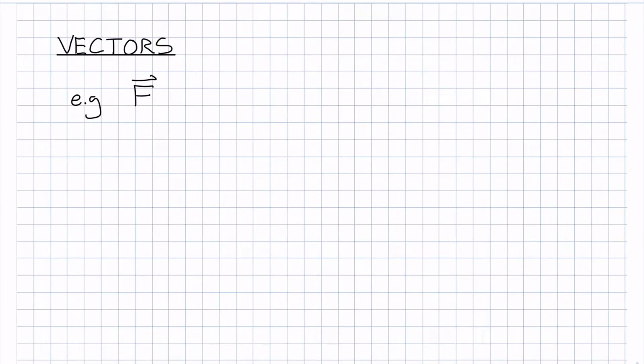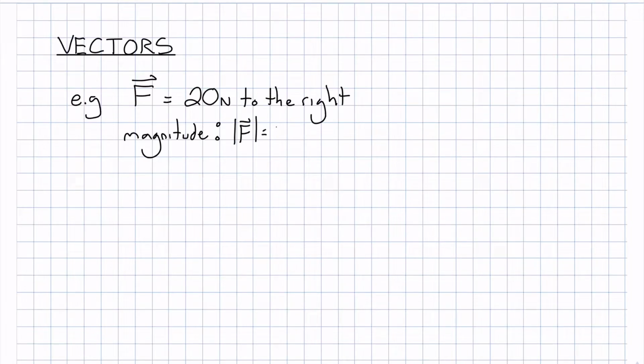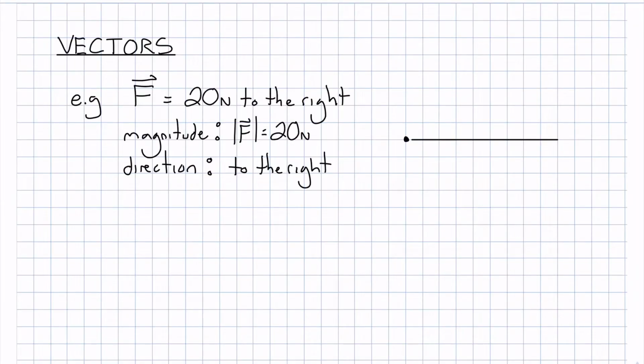Let's put it all together with an example. Say I have a force that is 20 newtons directed to the right. I can write the magnitude using the absolute value signs as 20 newtons, and I can say the direction is to the right. We will see coming up a more mathematical way of defining things like to the right. We can also show this vector graphically, or by drawing. Notice here, I have an arrow pointing to the right.